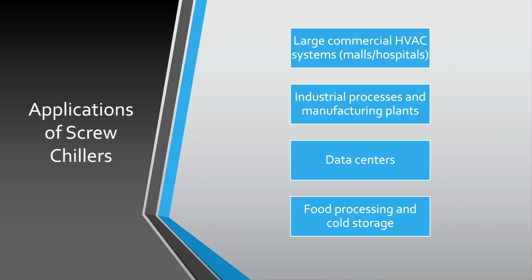Screw chillers are commonly found in large commercial HVAC systems like malls and hospitals, industrial processes and manufacturing plants, data centers, food processing, and cold storage facilities.